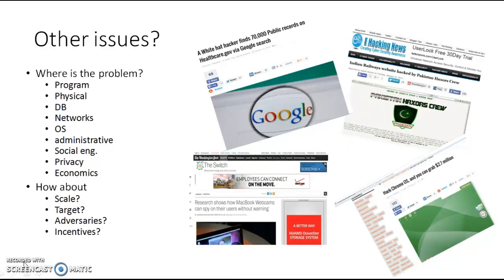You can see over here these 4 examples we discussed: the Google search for the health records, the hacking of the Indian railway station, and then how to hack the Chrome operating system to gain $2.7 million. And this is for the money as well.